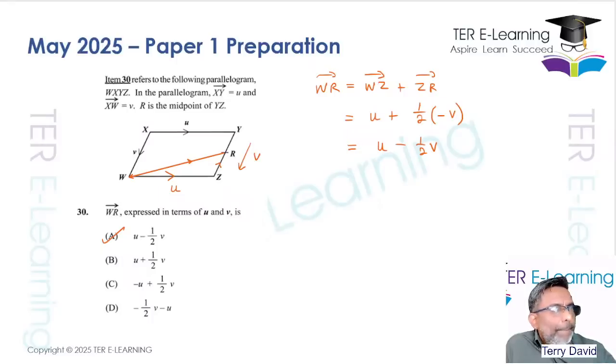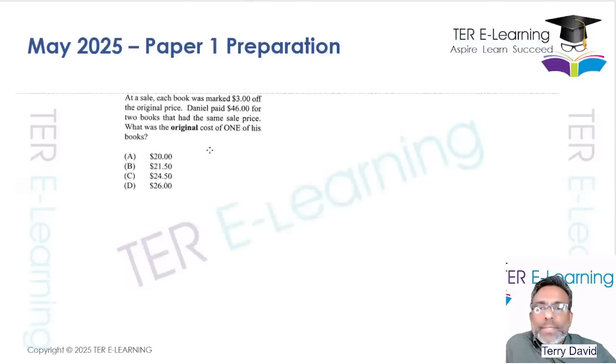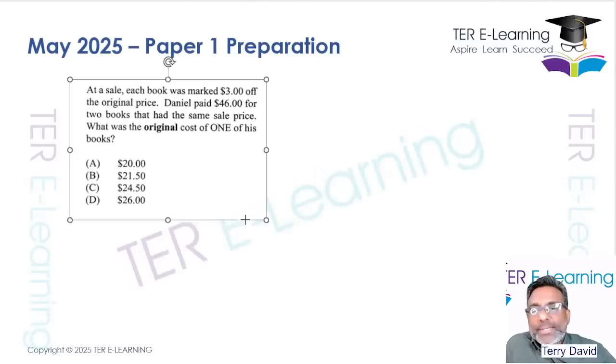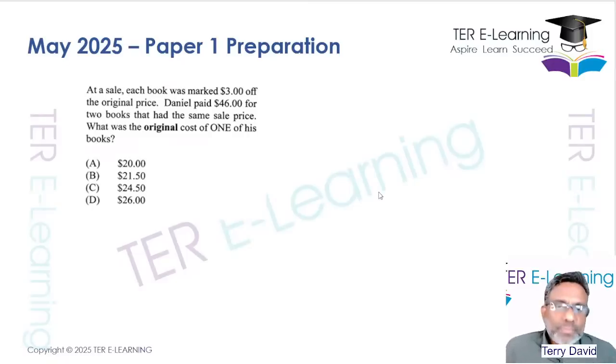What about this question? So I'm only looking at the tricky questions there, guys. At a sale, each book is marked $3 off the original price. So each book is $3 off the original price. Daniel paid $46 for 2 books and had the same sale price. What is the original cost of one of his books?